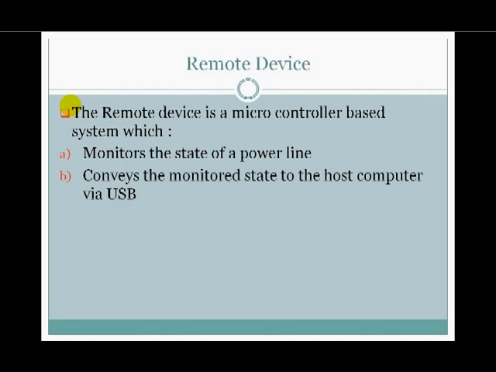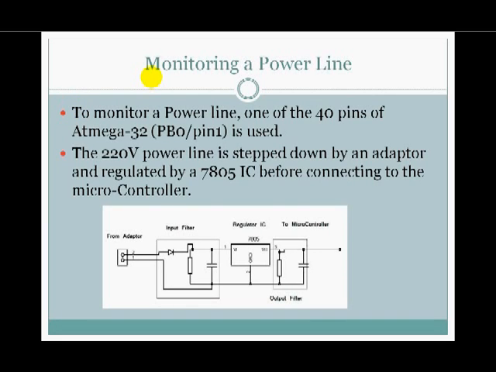The remote device is a microcontroller based system which monitors the state of a power line, conveys the monitored state to the host computer via USB. To monitor a power line, one of the 40 pins of ATmega32 is used. The 220-volt power line is stepped down by an adapter and regulated by a 7805 IC before connecting to the microcontroller.